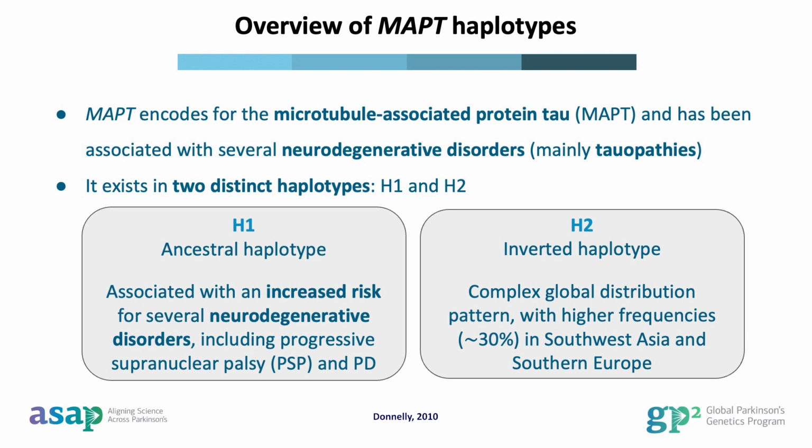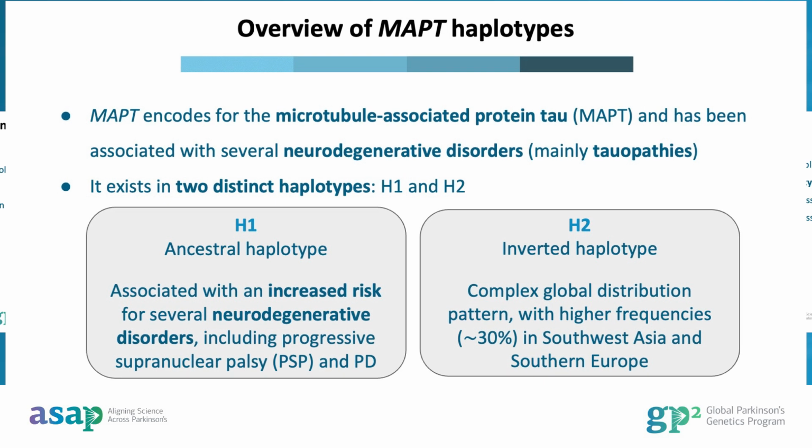On the other hand, the H2 haplotype is known as inverted, as it contains an inversion of the ancestral H1 haplotype. It is less common and has been found to have a complex distribution pattern worldwide. Higher frequencies, exceeding 30%, have been observed in Southwest Asia and Southern Europe.